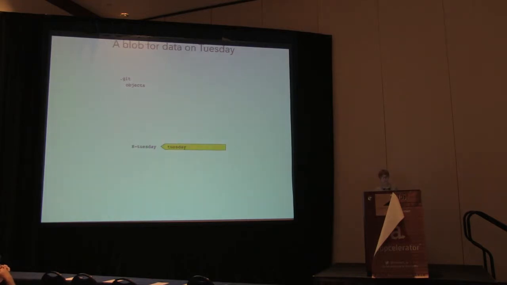Now let's do another commit. So now it's Tuesday, so I've written Tuesday into the day file, and I've done a commit. So now there's been a blob created to represent the day file on Tuesday. There's been a new commit created, of course.